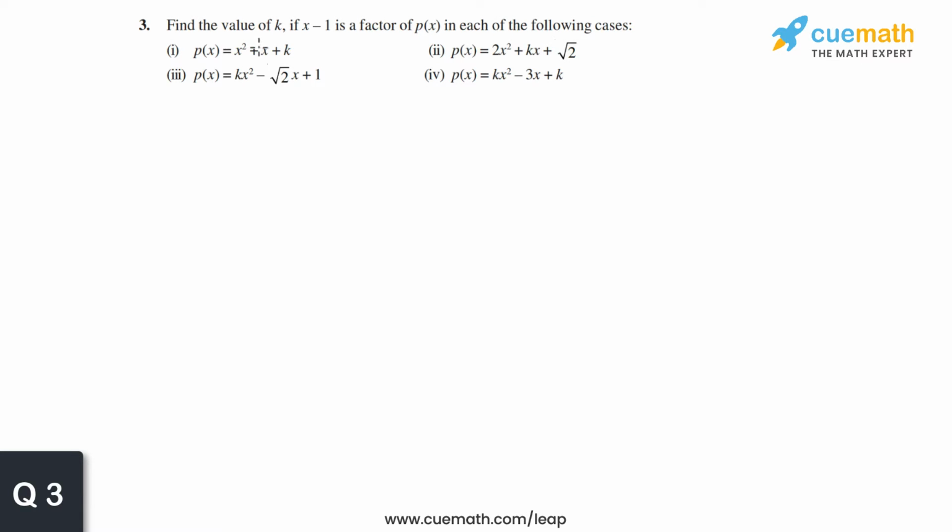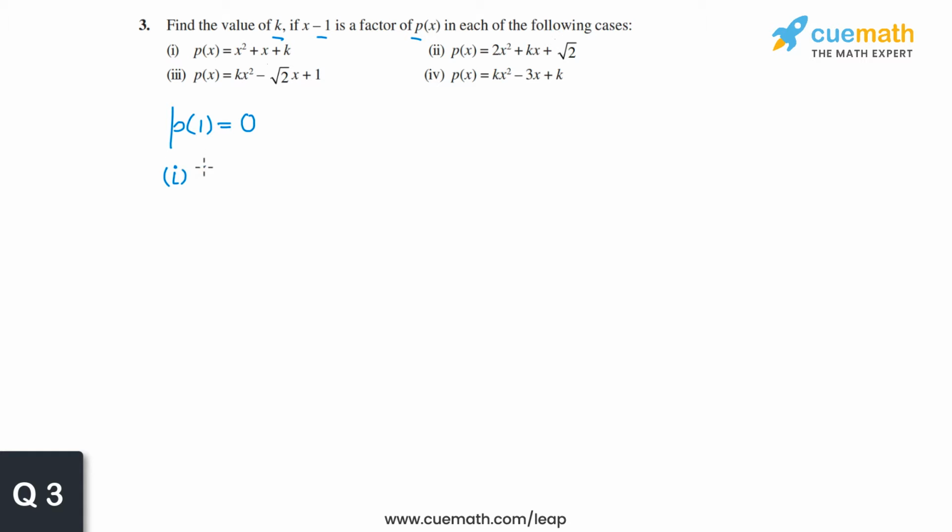In this third question, I have to find the value of k for which x minus 1 is a factor of p(x) in each of these given cases. So basically x minus 1 will be a factor of p(x) if p(1) is equal to 0. This condition is what I have to apply in each case and hence determine the value of k. So let's do it for the first polynomial.